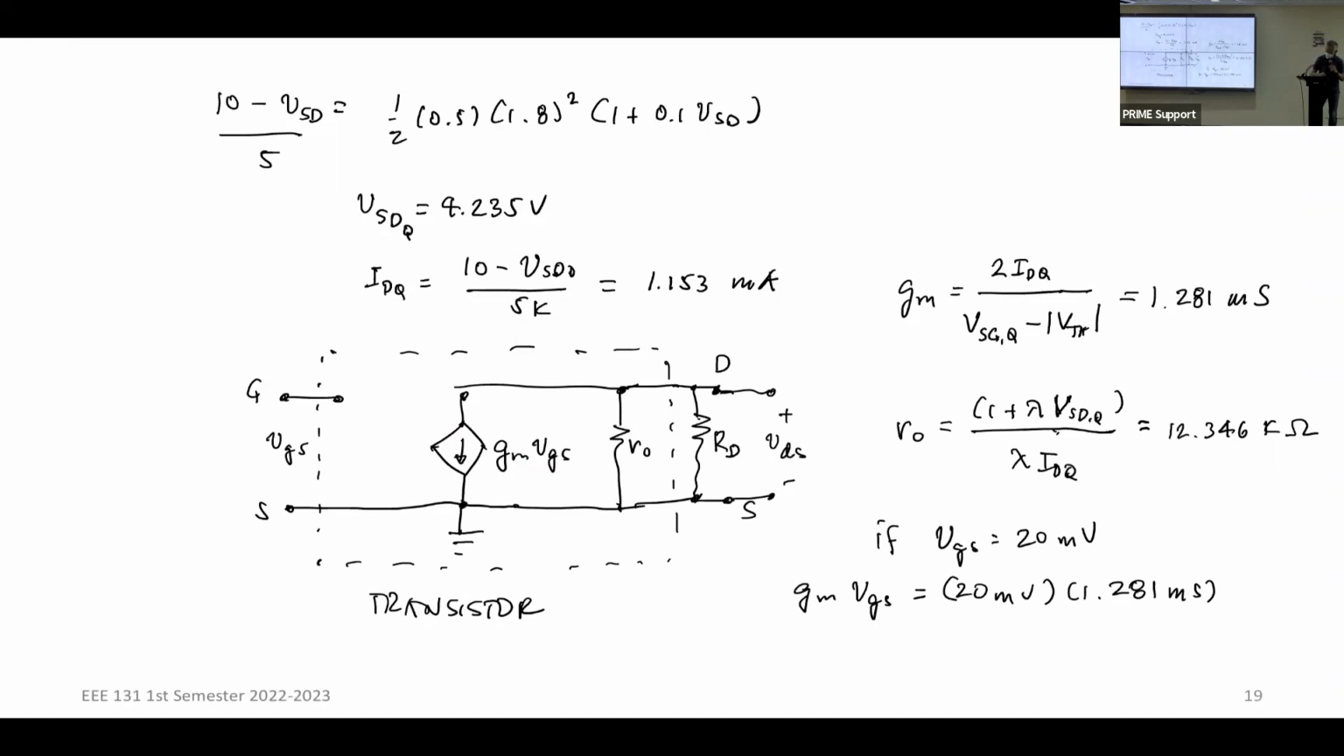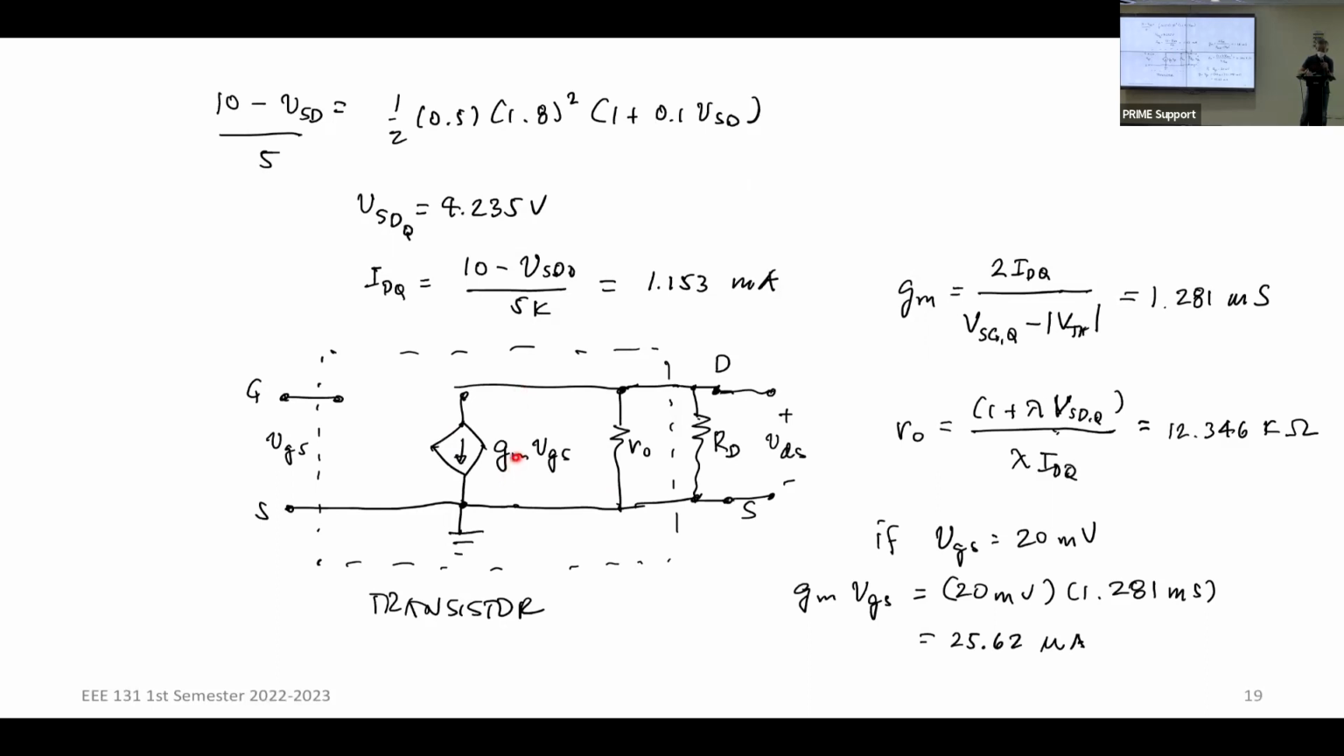That's 20 times 1.281. Okay, that will give me 25.62 microsiemens. No, sorry. Microamperes. Kasi millivolts multiplied by millisiemens is going to give me microamperes. Microamperes. Okay, so yan yung nagpo-flow dito, pababa.